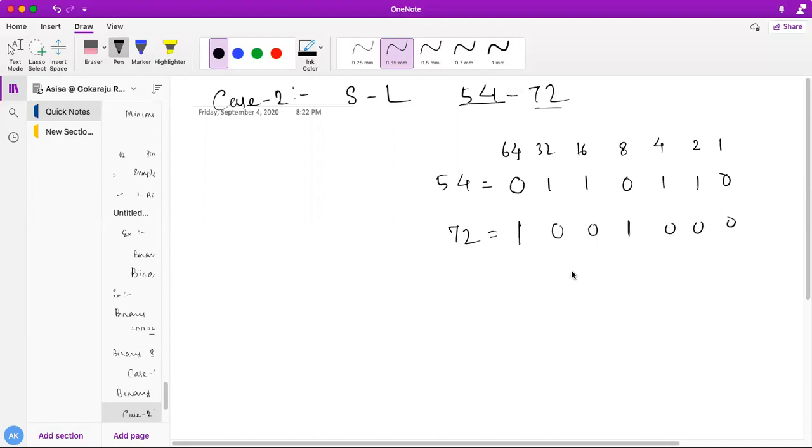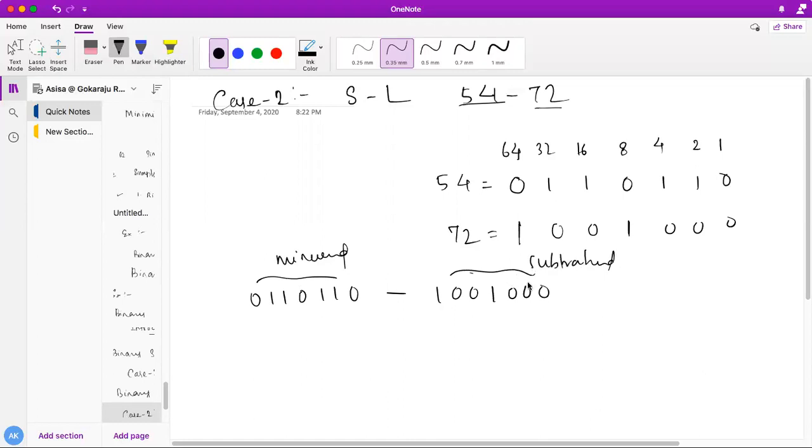Okay. So this is my 72. Now what you have to do, in case of 2s complement form, I am going to subtract 0, 1, 1, 0, 1, 1, 0 minus 1, 0, 0, 1, 0, 0. So this is my minuend. And this is my subtrahend. Okay, all of you understand, students, what you need to do. This is my minuend and this is the subtrahend.